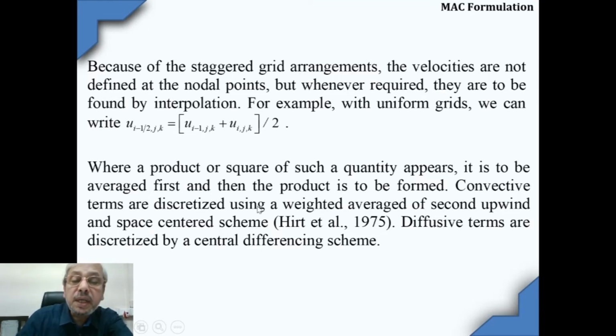Convective terms are discretized using a weighted average of second upwind and space-centered scheme. This is a central difference scheme and a second upwind scheme. Average of that, which is available, as I have mentioned. This work was done by Cyril Hirt. So in his work, I will discuss this. And diffusive terms are discretized by a central difference scheme.